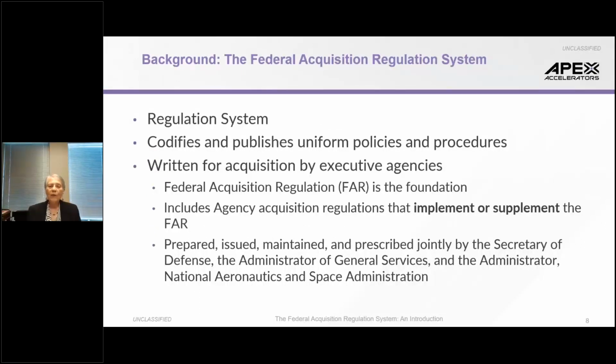First of all, the Federal Acquisition Regulation System is a system. It codifies and publishes uniform policies and procedures for acquisition throughout the federal executive branch. Not every agency is covered by the FAR. There are some exceptions like the Federal Aviation Administration, but most executive agencies are covered by the FAR. So it's an overall guiding set of instructions for the acquisition community.